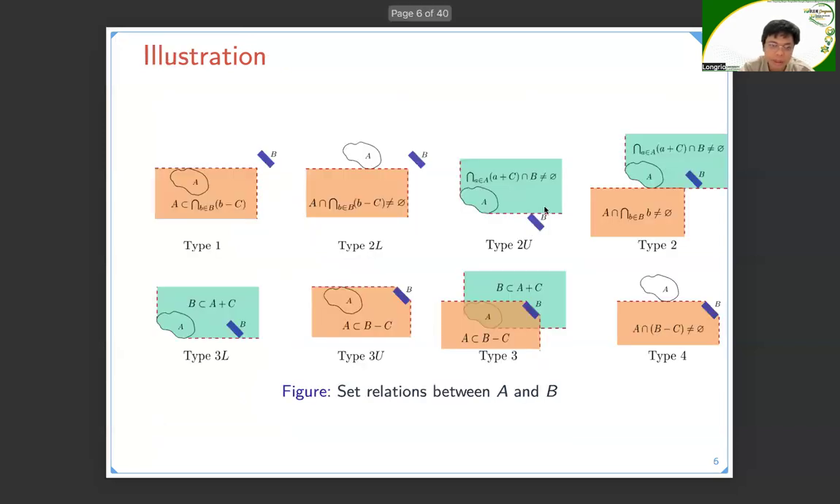Here are some illustrations. A here is inferior to B because every element of A is smaller or lesser than B. And for the weakest type, at least one element here in A is inferior to at least one element in B.